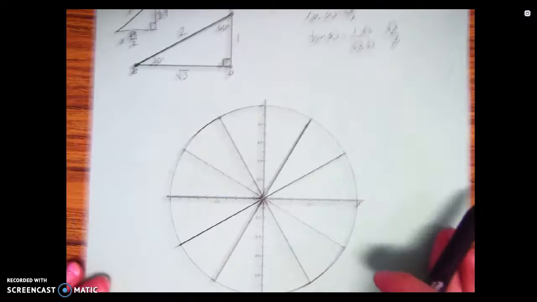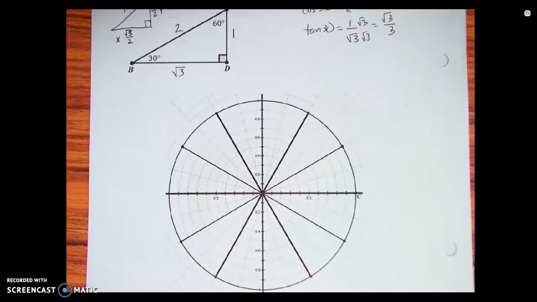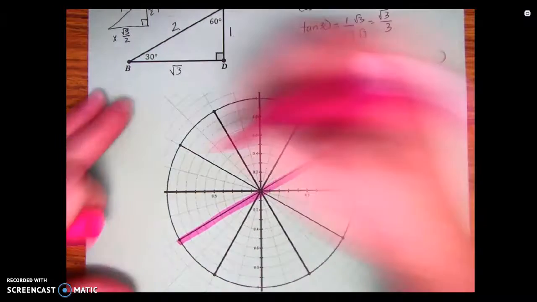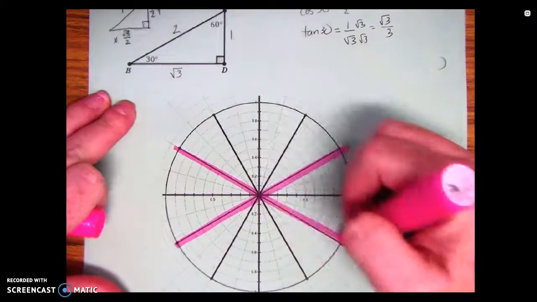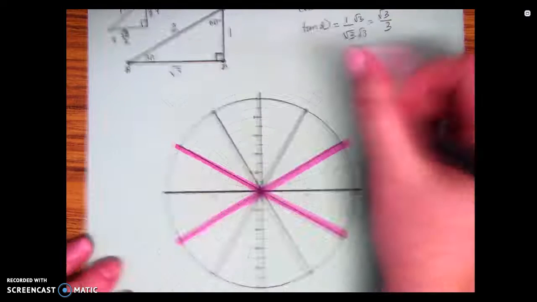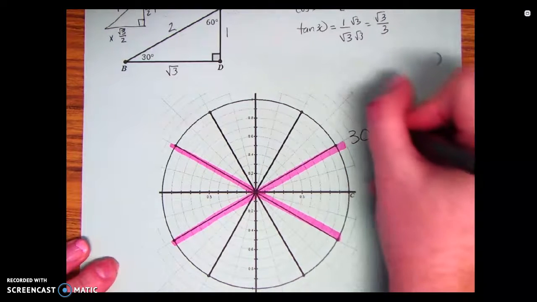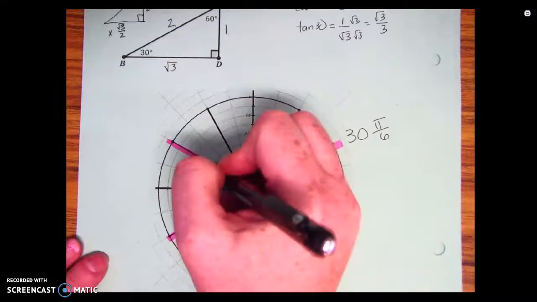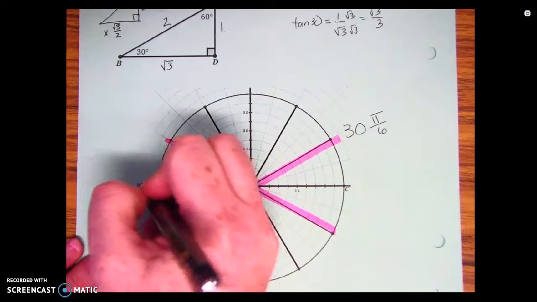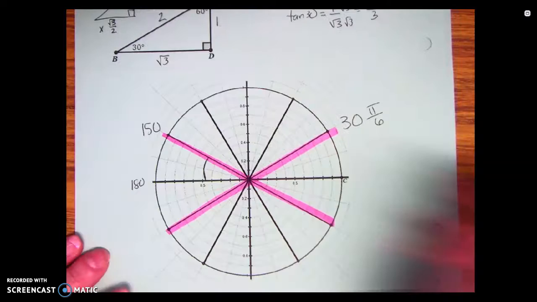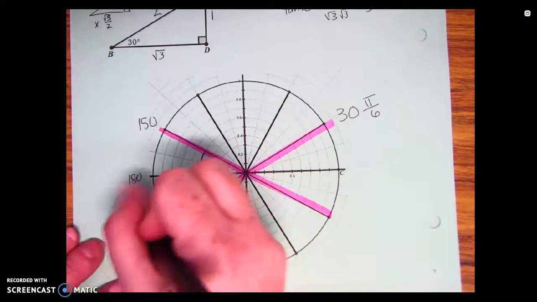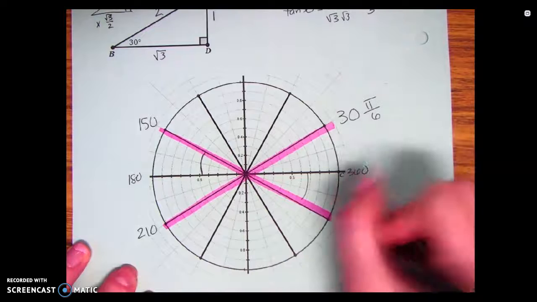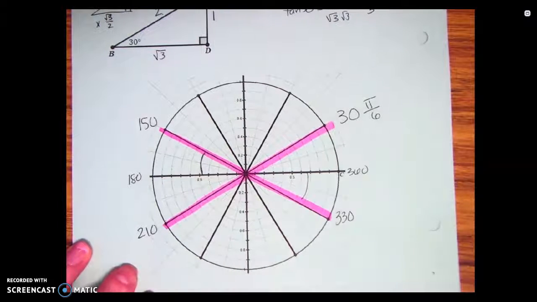Well, these values happen 4 times again. So I have my 30-degree angles here and here. I also have 30-degree angles here and here. So this is a 30, and that's pi over 6, and then I have a 30-degree angle here, and again, 180 take away 30 gives me 150. 180 plus 30 gives me 210. 360 take away 30 leaves me with 330.